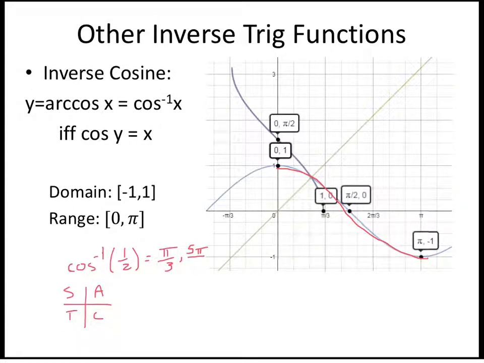5 pi over 3 radians. Okay, so that's 60 degrees in the first quadrant and 60 degrees in the fourth quadrant. Those will both give you a cosine of 1/2. So inverse cosine of 1/2 will equal one of those two angles, or both. Actually, both of those two angles.